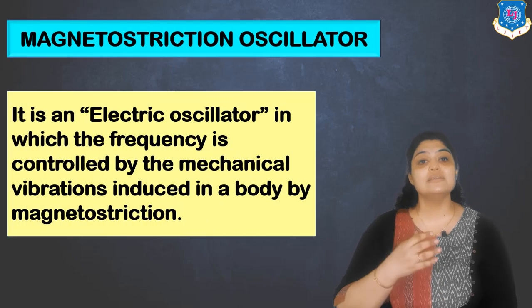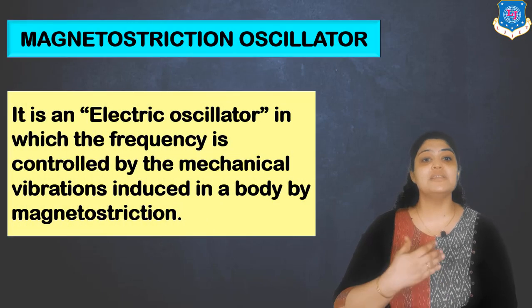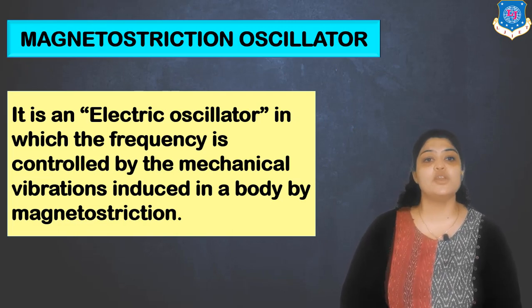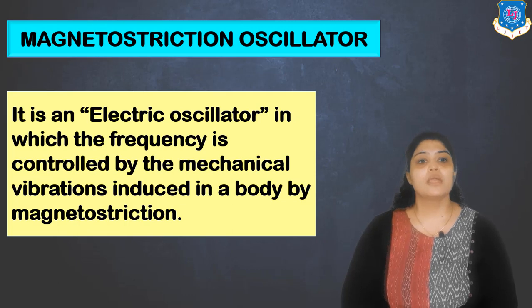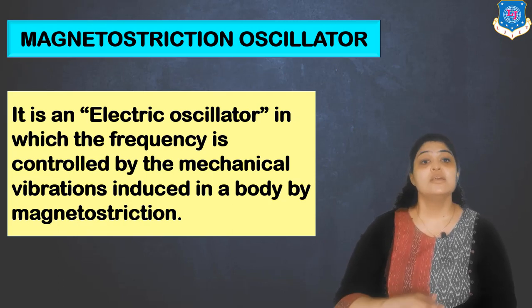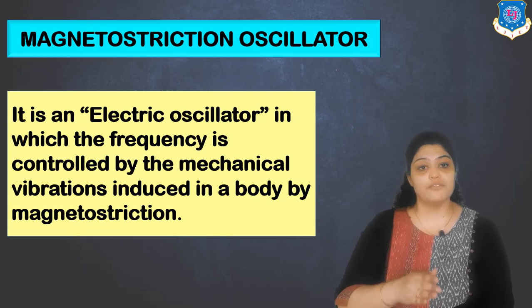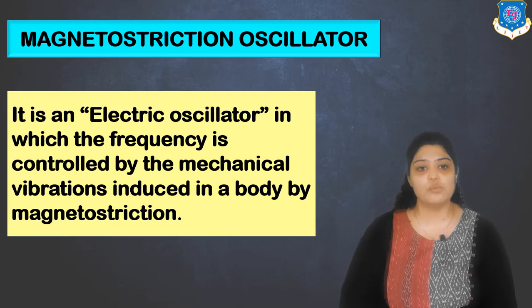An oscillator is actually a circuit which will generate ultrasonic waves on its own in a ferromagnetic material. A magnetostriction oscillator is an electrical oscillator in which the frequency is controlled by mechanical vibrations induced in the body with the help of the magnetostriction effect. So in this oscillator, we are actually using the magnetostriction effect which we have observed in a ferromagnetic material.